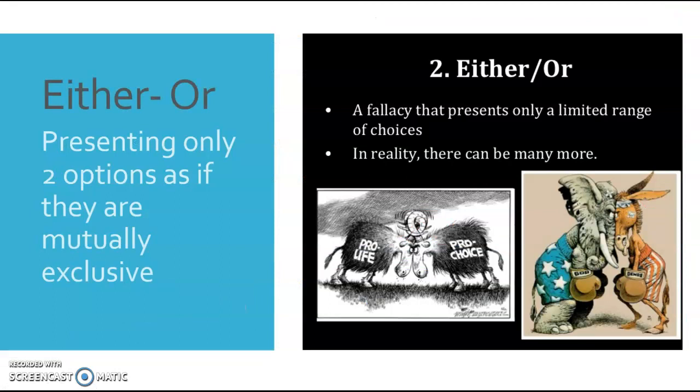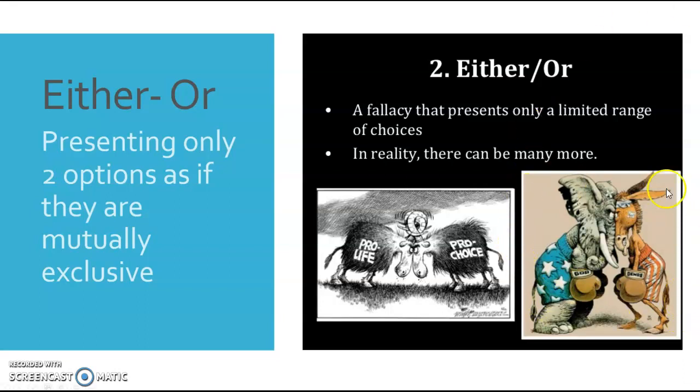Okay, next fallacy, either or, okay? Presenting a situation as if there are only two options that are mutually exclusive. A fallacy that presents only two choices. And in reality, the world is not black or white. A couple great social and political examples: pro-life or pro-choice. Both sides of that social issue have very defined camps. And if you are not pro-life, you are pro-choice. If you are not pro-choice, you are pro-life.